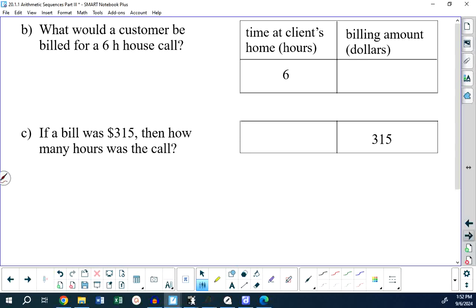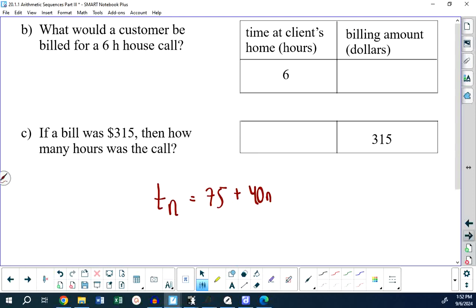What would a customer call of 6 hours be billed as? Well, we have this formula, right? T sub n equals 75 plus 40n. Is my memory okay on that? That's what we said? Okay. So I put data tables in here for you to appreciate something.